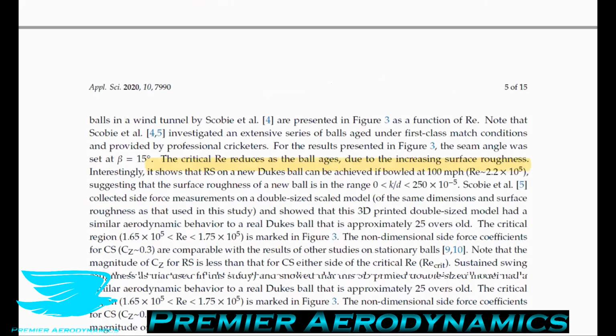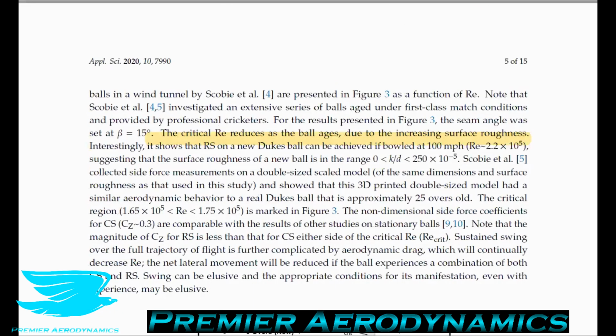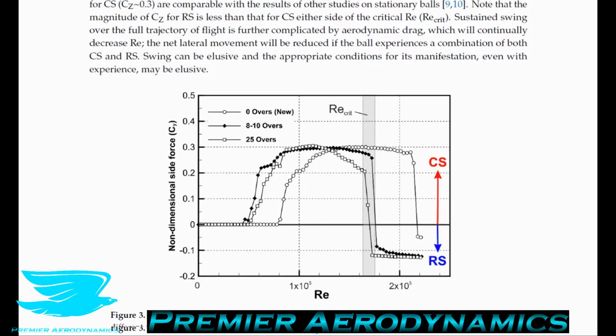And they say that the critical Reynolds number reduces as the ball ages due to the increased surface roughness. That makes sense. When it's very nice and shiny, you need to have a high Reynolds number to have a turbulent flow on one side, the non-seam side. But as you increase the surface roughness, that Reynolds number drops, which means that you'll get a reverse swing at a lower Reynolds number.